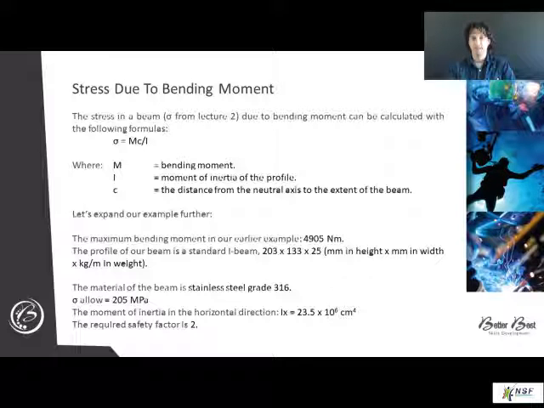Our chosen profile is symmetrical. Therefore, the neutral axis will be half of the height of the profile, so the value of C is 101.5 millimeters. The calculated stress using the formula is therefore 21.2 megapascals. From the allowable tensile stress table in the learner guides on page 10, stainless steel is 205 megapascals. The actual safety factor may be calculated and is far greater than the required safety factor of 2.